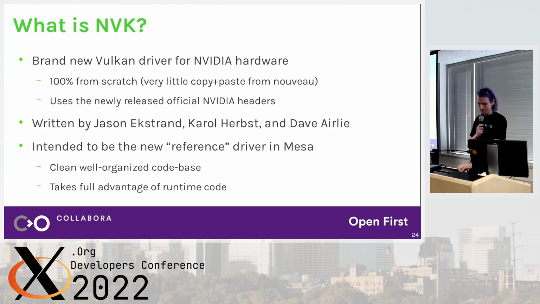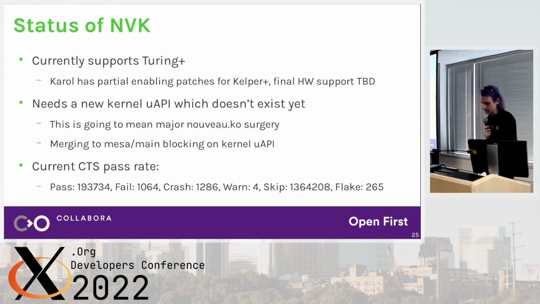Current status. I have been developing on Turing. I've got a 2060 in my box. Carol and Dave have played around with Ampere a little bit. But so far, the current official support is Turing Plus. Carol has patches for getting us part of the way there on Kepler. And it worked, and it had reasonable CTS pass rates until I went in and made absolutely everything in the driver rely on the MME, and now it doesn't work at all. But hopefully somebody can come in and backfill some of that.